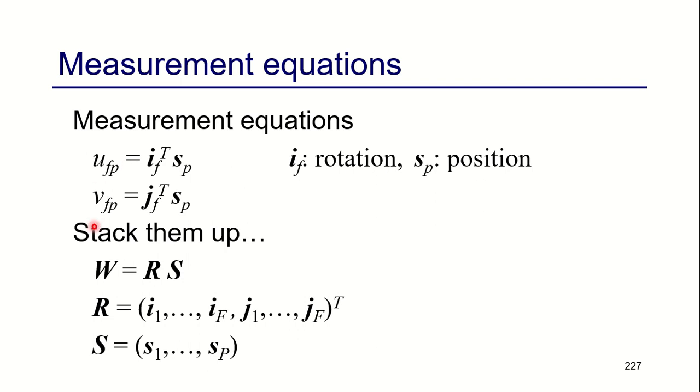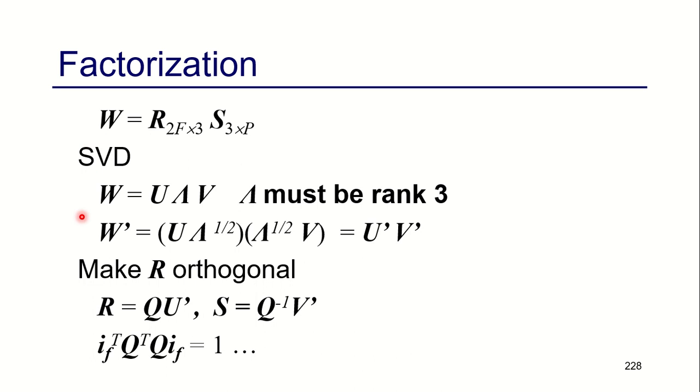Stacking all the different positions of u, v, we get the representation W equals R into S, where R is the set of rotations for the different frames, i and j, and S is the set of all the positions s_1 to s_p. This is how you do the factorization using singular value decomposition. W will have rank always 3. R and S should always be orthogonal, and your orthogonality is satisfied when you satisfy this condition.